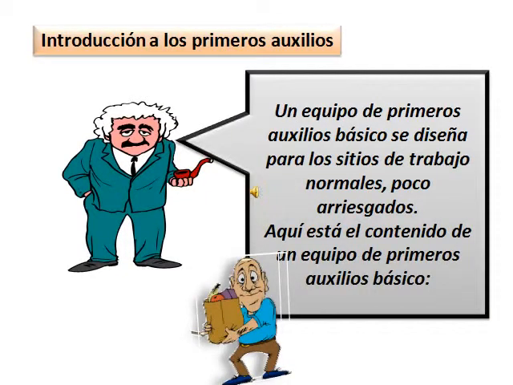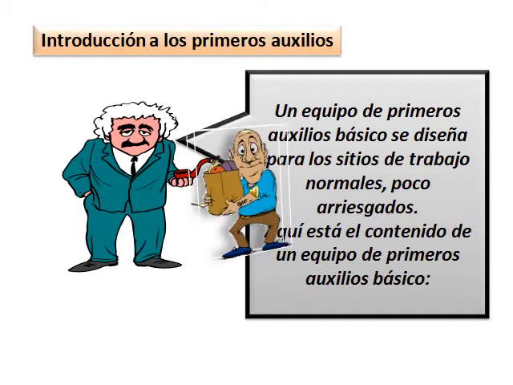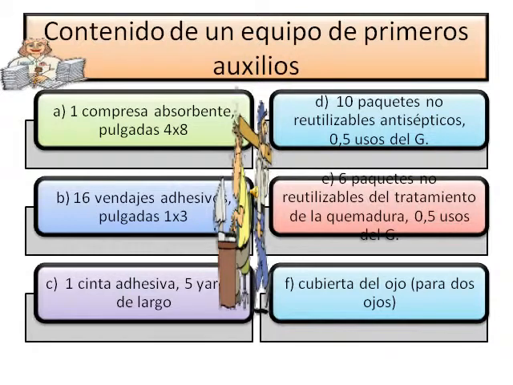A basic first aid kit is designed for normal, low-risk work situations. Here are the contents of a basic first aid kit. We'll add 1 absorbent compress 4 by 8 inches, 16 adhesive bandages 1 by 3 inches, 1 adhesive tape 5 yards long, 10 antiseptic single-use packages, 6 burn treatment single-use packages, and eye coverings for 2 eyes.